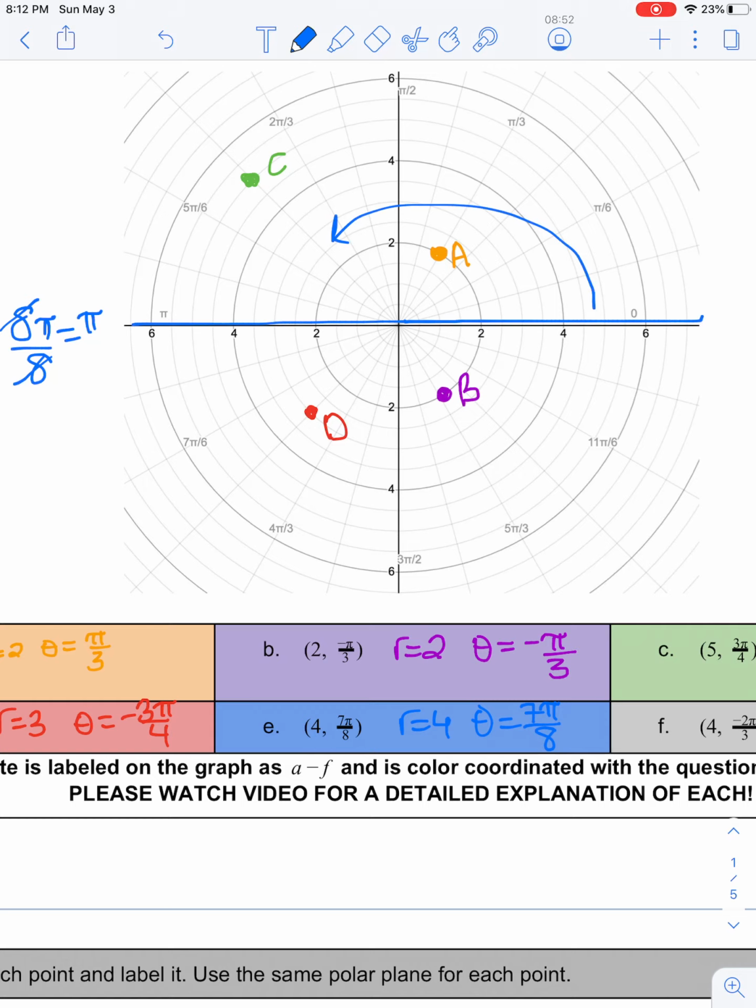If you want, you could convert this to degrees and see that 7 pi over 8 corresponds to 157 degrees. In radians, it's just a smidge larger than 5 pi over 6. So it's somewhere along here, along that radial line. And we'll plot point E 4 units out from the origin.